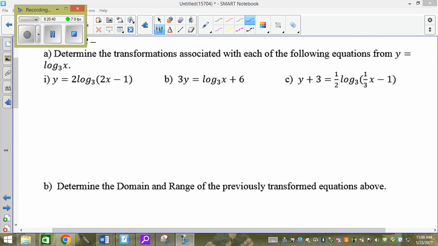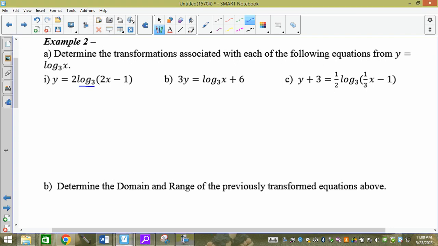Same thing with logs. How does the following differ from y equals log base 3 of x? Well, here I have y equals log base 3 of x. Same thing, right? Does that 3 appear anywhere in my transformations? No. Just like the base 3 in exponentials doesn't appear anywhere.